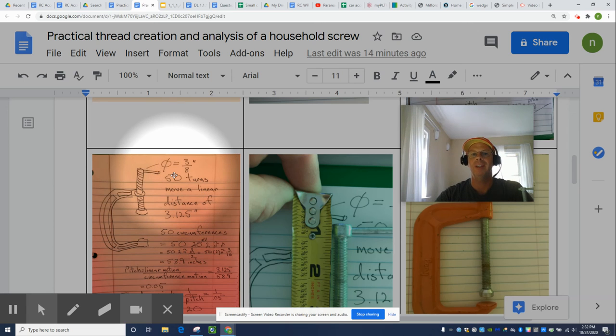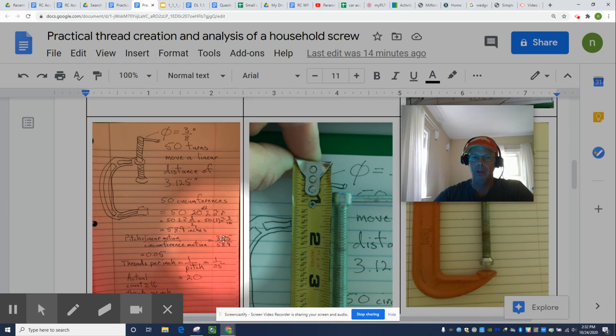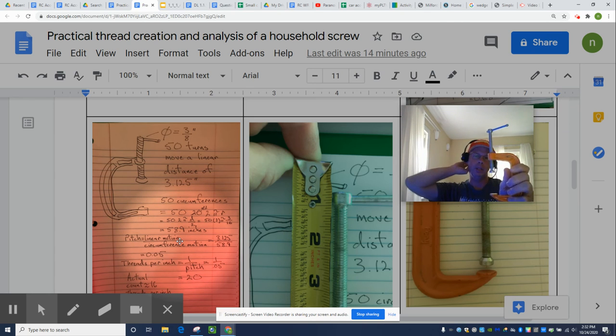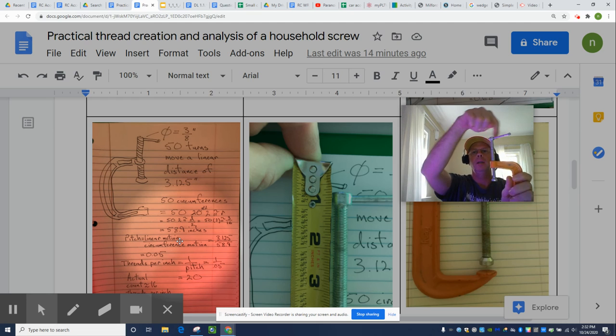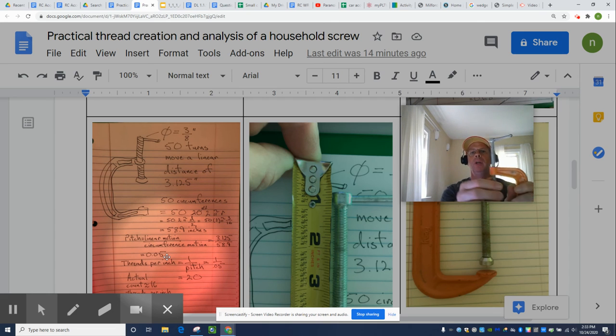I had to turn this thing 50 times in order to have the gap open up 3.125 inches. So 50 times the circumference of this thing is 58.9 inches. So that's the definition of pitch. The motion, the linear motion divided by the circumferential motion or tangential distance traveled, that's the definition of pitch. So 3.125 divided by 58.9 is 0.05.